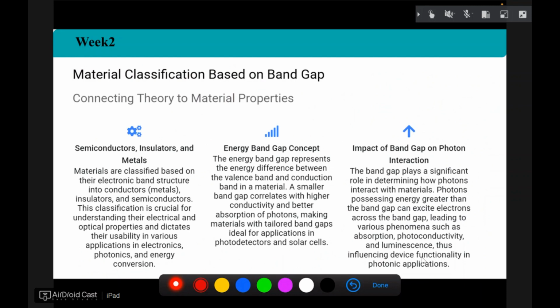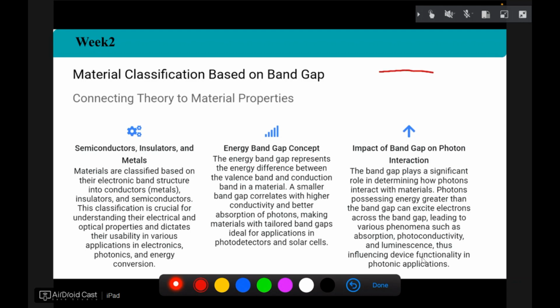Then we define what can be the type of optical material. We can classify our material based on the band gap. On the basis of this, we classify into three parts: semiconductors, insulators, and metals. This classification is crucial for understanding their electrical and optical properties and dictates their usability in various applications in electronics, photonics, and energy conversion. Then, what is energy band gap? Energy band gap represents the energy difference between the valence band and conduction band in a material. A smaller band gap correlates with higher conductivity and better absorption of photons.